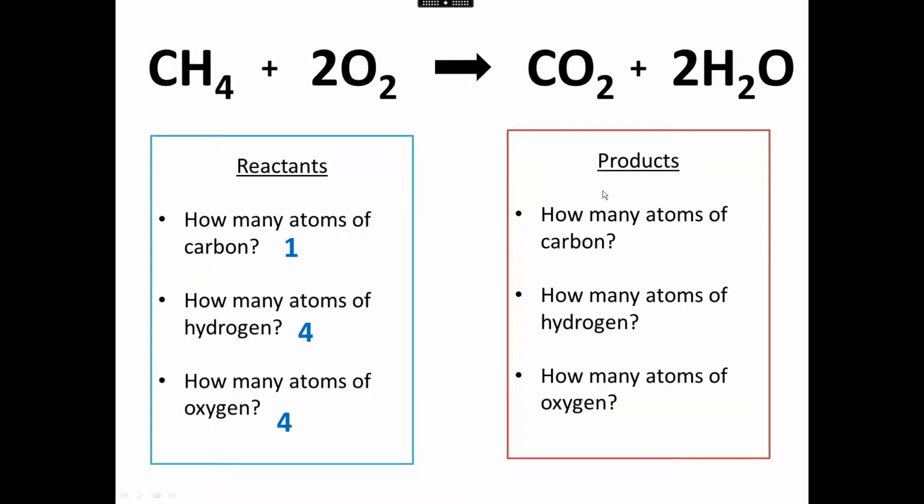Let's look at the products. How many atoms of carbon? 1. How many atoms of hydrogen? 2 lots of 2 makes 4. How many atoms of oxygen? 2 over here, 2 from the water, 4 altogether. Now, if you have a look, it's the same on both sides. Atoms cannot appear or disappear.